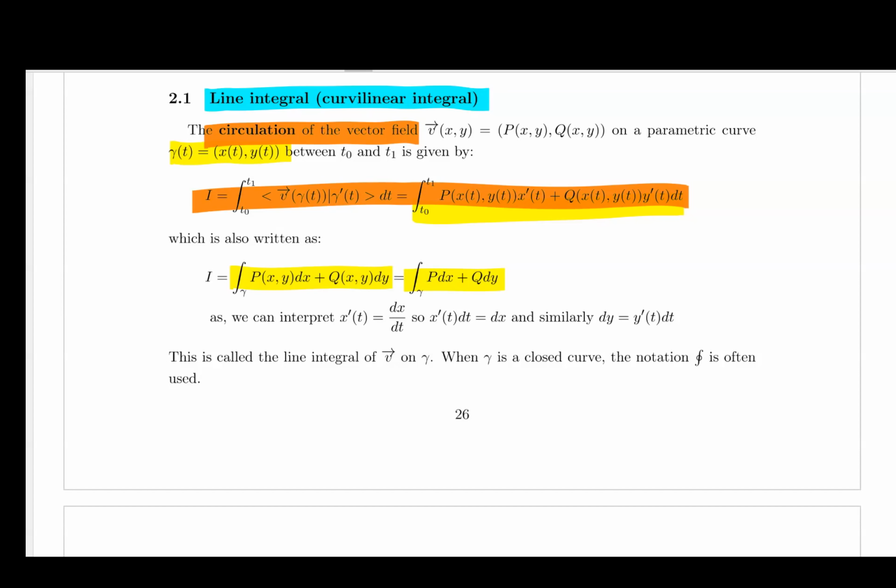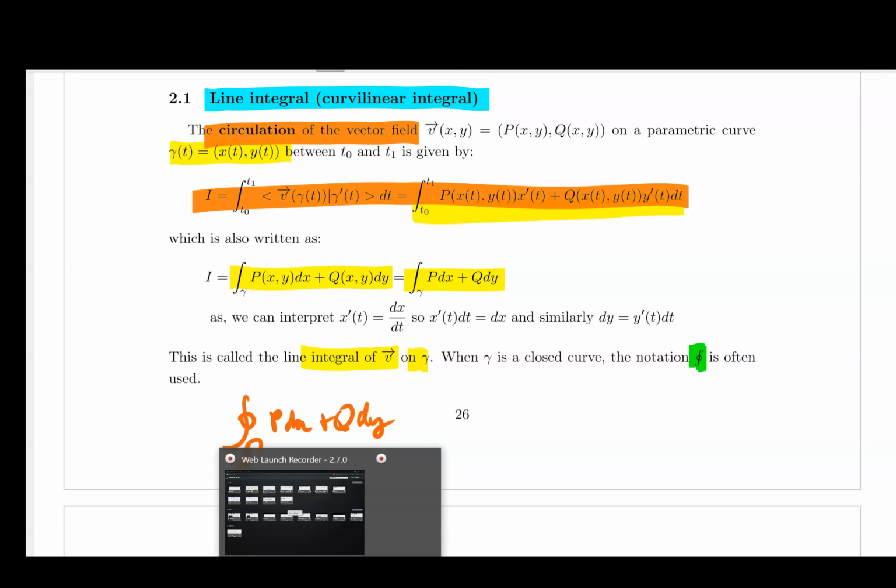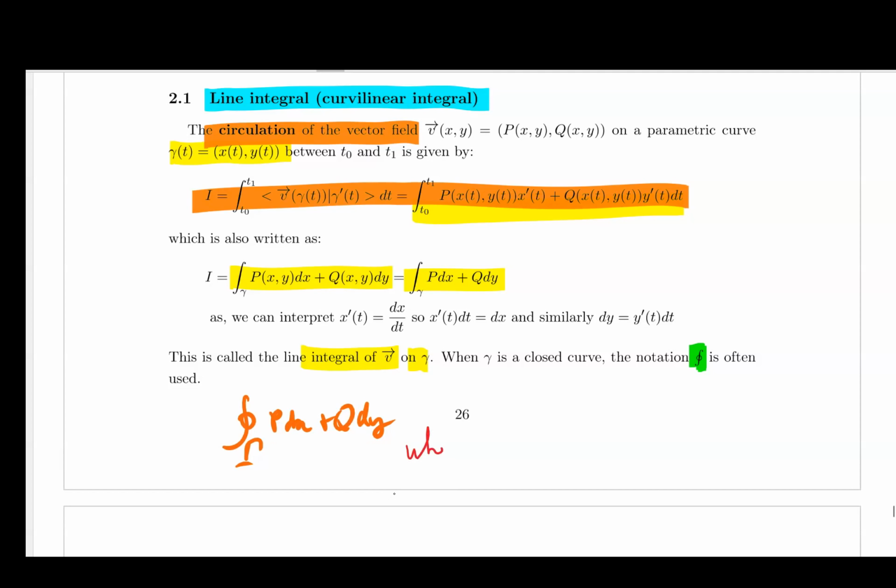And so this is the line integral of the vector field v on gamma, and there is a nice notation that I haven't given you yet. This integral with a nice little circle in the middle is used to denote the curve integral, the line integral, in the specific case when the curve is closed. So like this, p dx plus q dy. This is a nice notation when gamma is a closed curve.